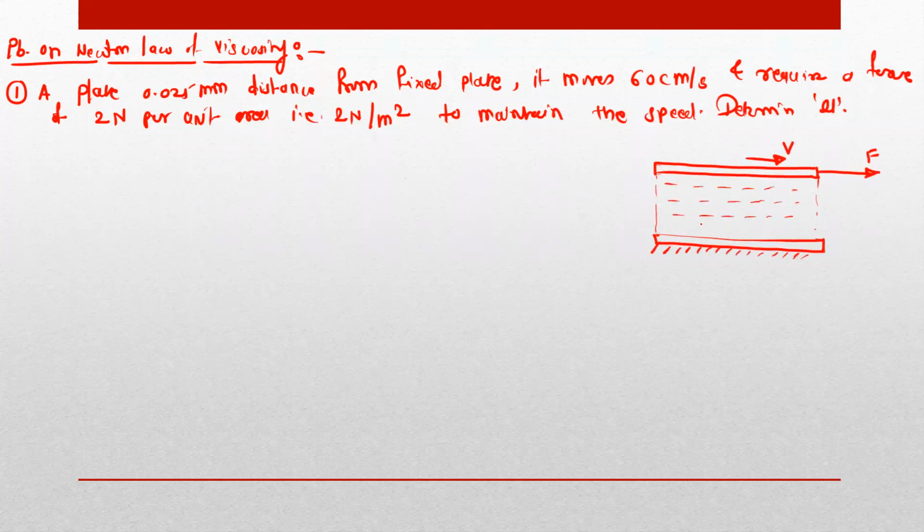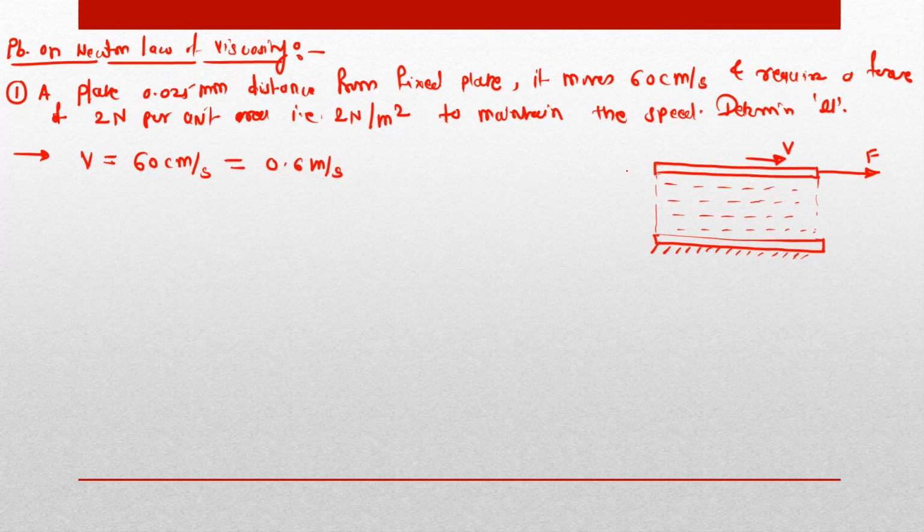Okay, so here what is given? The moving plate has the velocity v, which is equal to 60 centimeter per second. So this is equal to 0.6 meter per second.